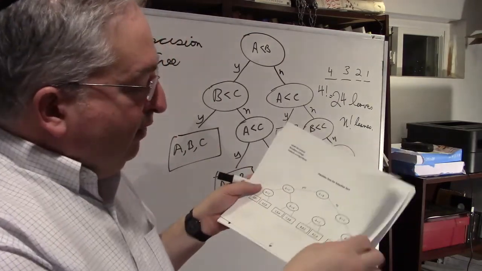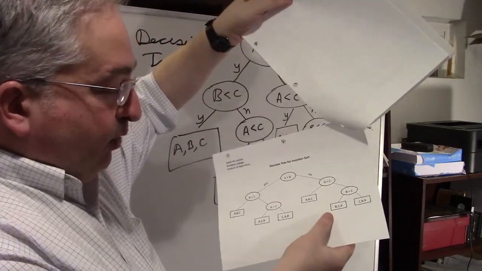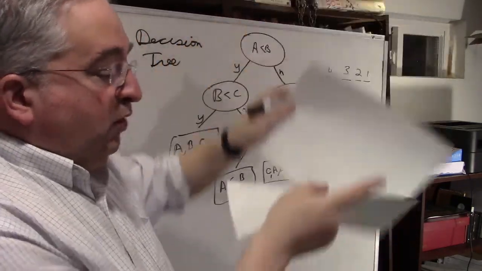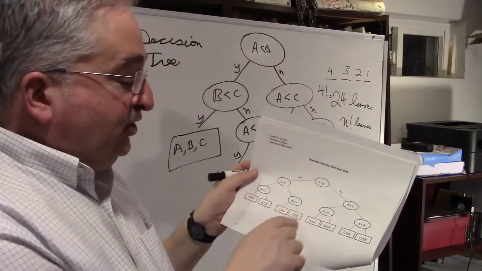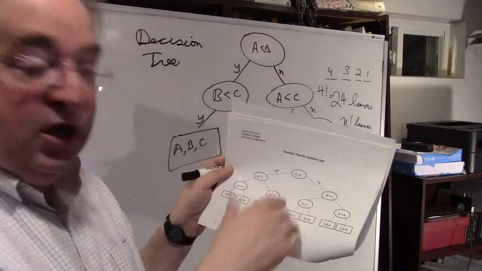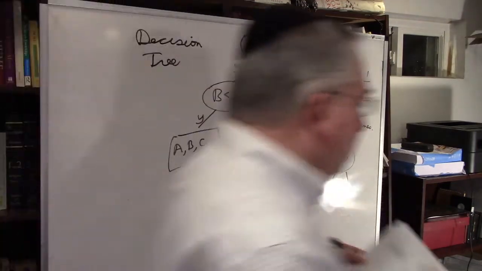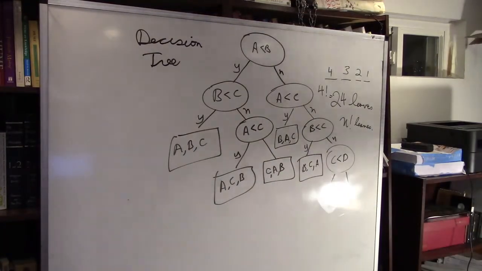Notice here, for the insertion sort, sometimes you ask 3 questions, sometimes you ask 2 questions. For the selection sort, you're always asking 3 questions. So this is worse. You're doing more work. You're asking more questions for that. Okay? I just want to show you what would happen for the bubble sort.